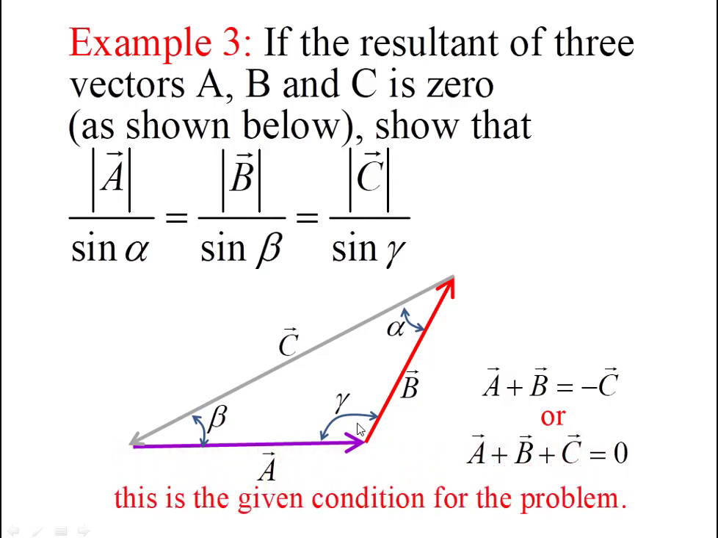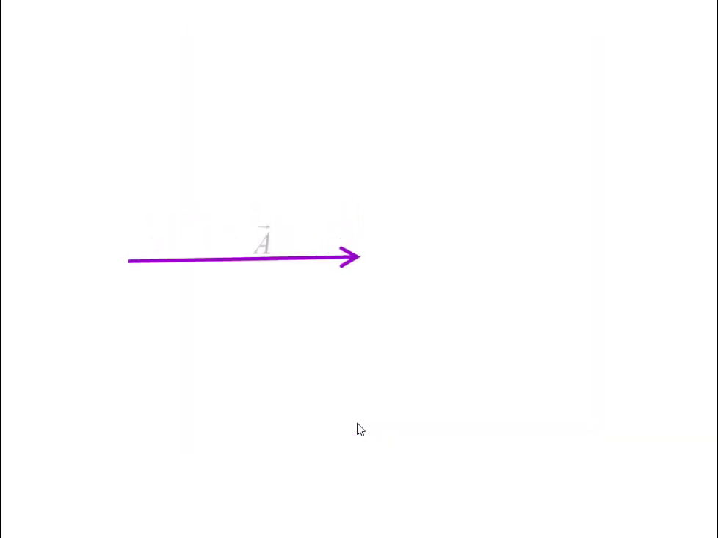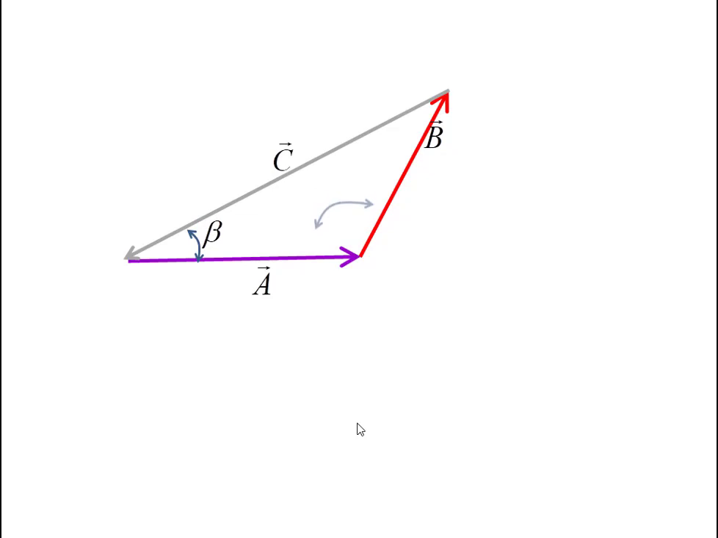So this is the given arrangement for our problem. Have a look at it. This is actually the problem. So the solution is, assume this is our vector A, and if this is our vector B, and if this is our vector C, the angles are beta here, angle gamma here, and angle alpha there.